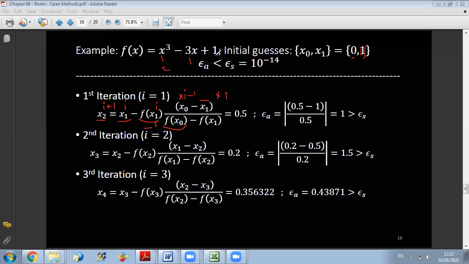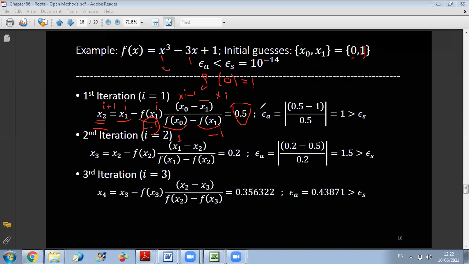0 minus 0 plus 1, so f of 0 is 1. So I replace in my equation here: f(x0) is 1, while f(x1) is already computed, it's minus 1. Okay, so now I have everything. I can get the value of x2. So I got that x2 is 0.5.